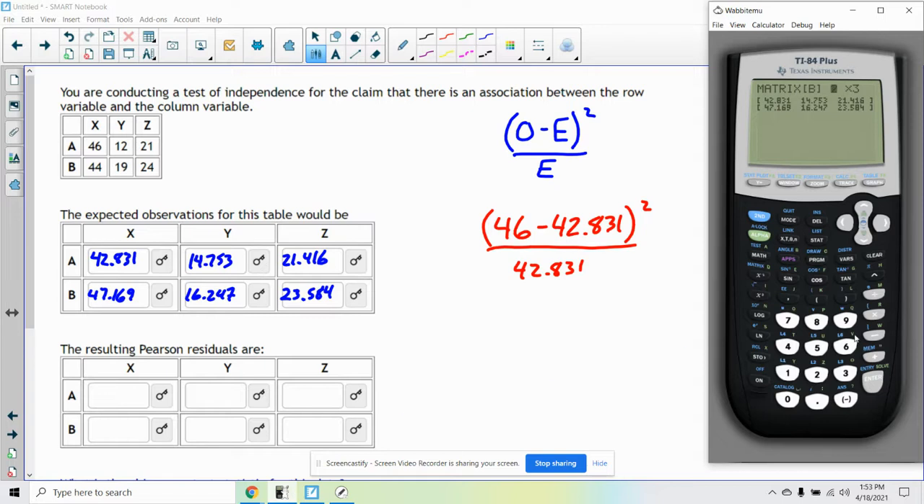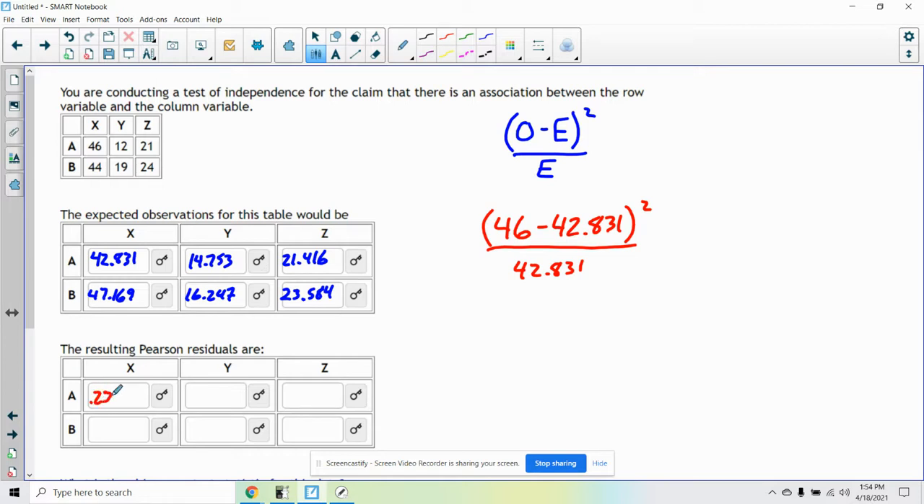So when I do that, let's quit out of that. We have everything we need. 46 minus 42.831, square that, and then divide that by 42.831. So I get a value of 0.2345. And you just do that for each of these cells, and that's how you're going to get your Pearson residuals. Okay, I believe there's probably just one problem on the quiz or problem set that asks you to do that.